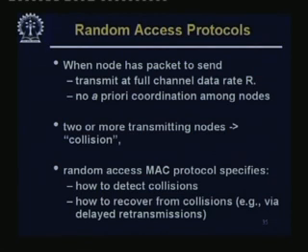Now, random access protocol is actually very simple. When a node has a packet to send, transmit at full channel data rate. Okay. So, just do not bother whether somebody else is transmitting or not transmitting, or wants to transmit or is going to transmit right away. You just do not bother about anything. You just try to put whatever you want to transmit onto the channel.